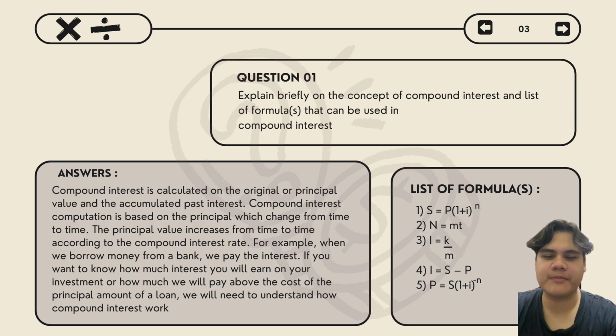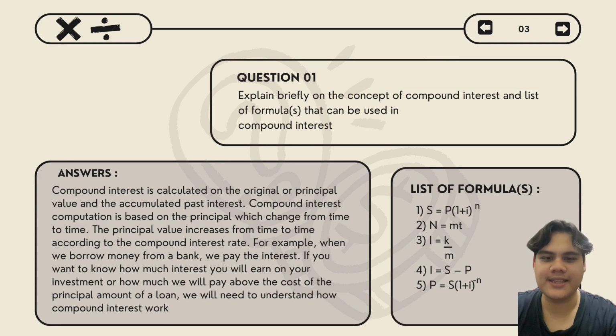So now I will explain question 1. So what is question 1? Question 1 is explain briefly on the concept of compound interest and list of formulas that can be used in compound interest. Alright, so firstly I will explain the concept of compound interest.